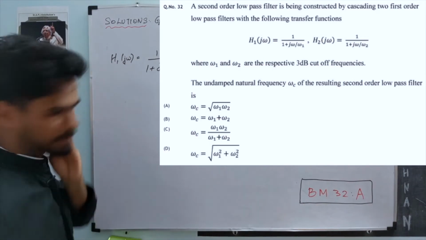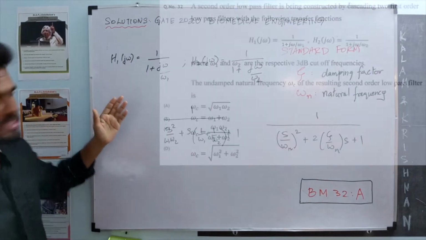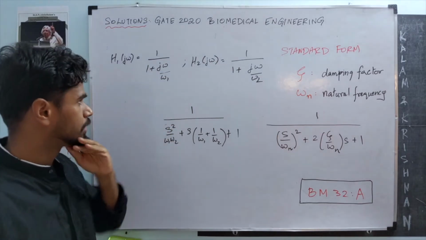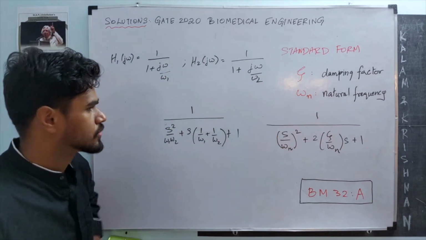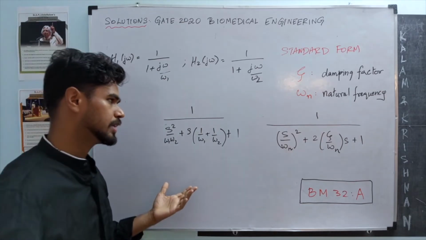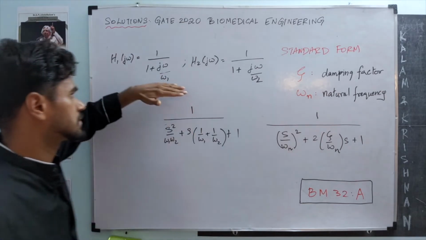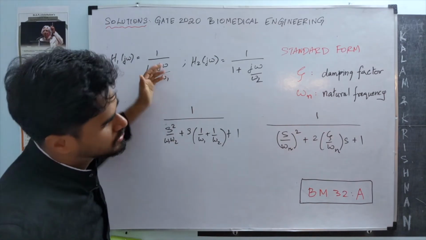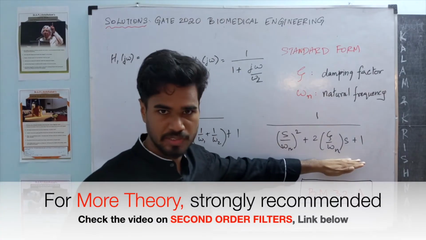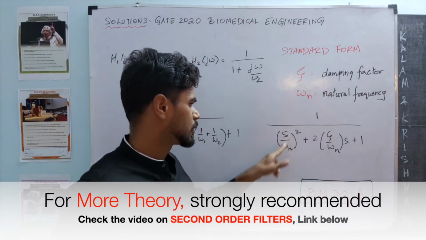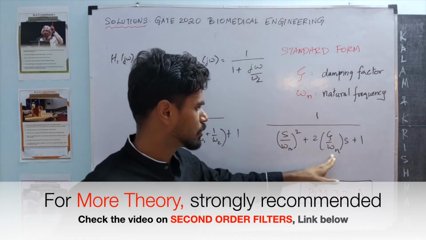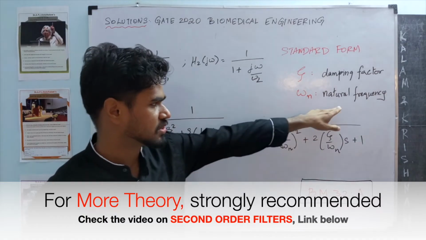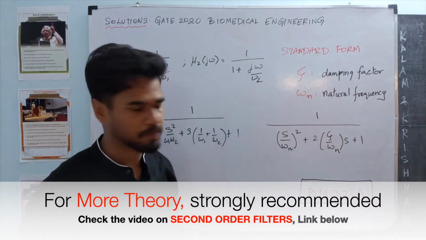Okay, so we are given two transfer functions for first order systems. They are being cascaded. We want the natural frequency of the cascaded system, right? So this is a very simple problem. In order to find the natural frequency, all we need to do is to write the transfer function for the cascaded system in the standard form. So the standard form for a second order system is given over here. It's s squared over omega n square plus 2 zeta by omega n s plus 1, okay? And omega n is the natural frequency and zeta is what is known as the damping factor.